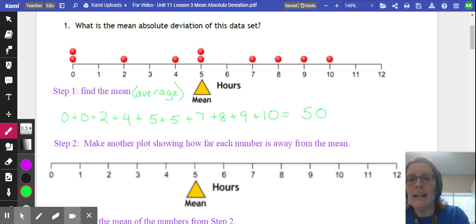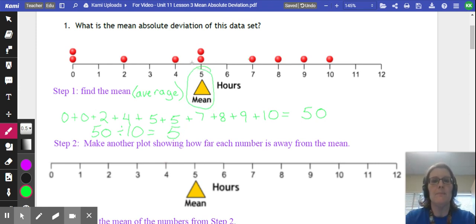And then we divide by how many numbers there are. So there are 1, 2, 3, 4, 5, 6, 7, 8, 9, 10 dots. So there are 10 numbers in our data set. So our mean is 5, which you can see they already showed us with that triangle. So the first step in finding the mean absolute deviation is to find the mean, because now we want to see how far apart all of these numbers are from the mean.